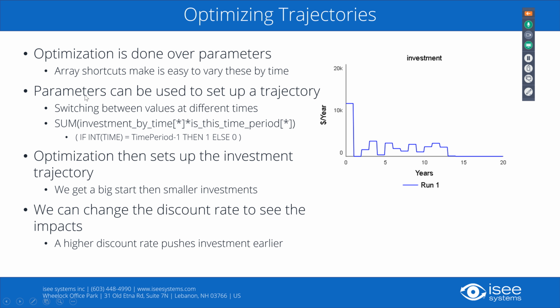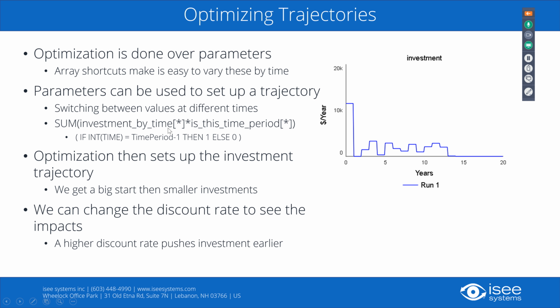It's basically a technique of switching parameters that are used during the simulation itself so that you can set up a trajectory. The amount of investment is switched between different values at different times with the equation that it's the sum of variable investment by time multiplied by is this time period, where is this time period is this somewhat funny variable that says if an integer of time is the current time period, -1 because this is a zero-based model, then it has a value of 1, otherwise it has 0.